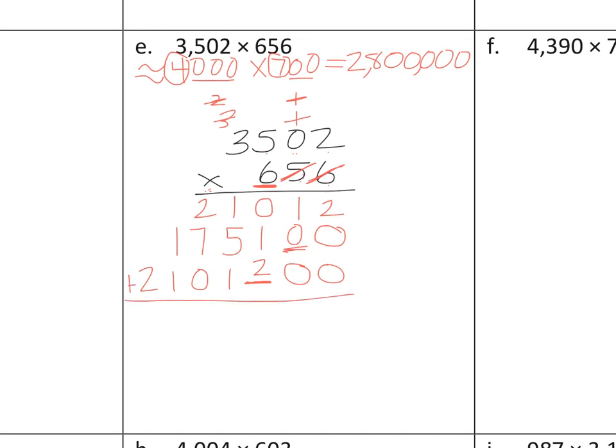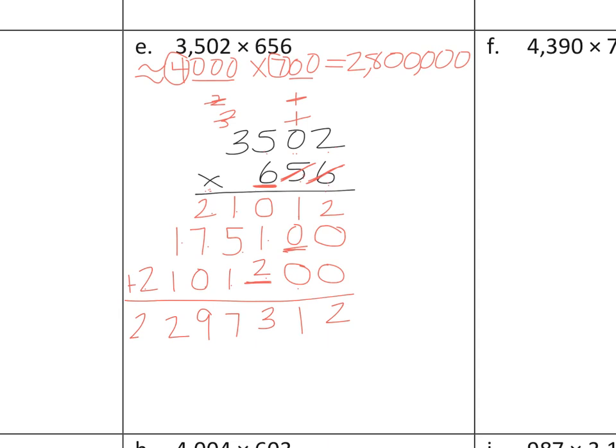I'm ready to add. So I got 2 plus 0 is 2. 1 plus 0 is 1. 0 plus 1 plus 2 is 3. 1 plus 5 is 6, plus 1 more is 7. 2 plus 7 is 9, plus 0 is 9. And then we have 1 plus 1 is 2. And then 2 plus nothing is nothing.